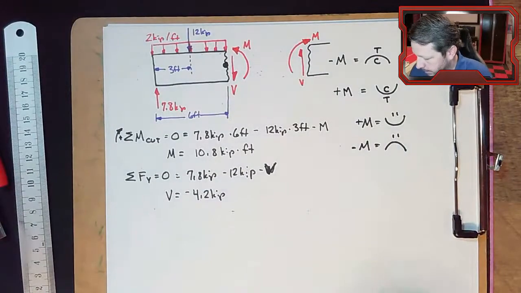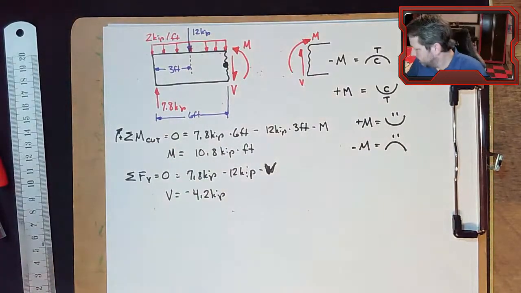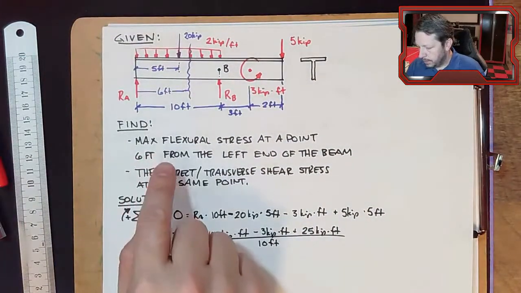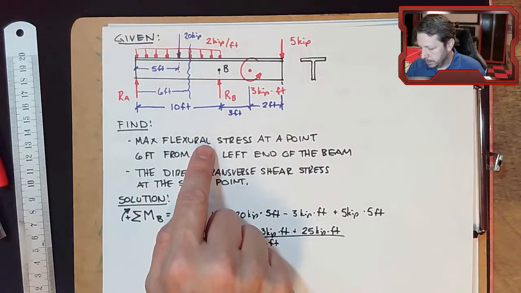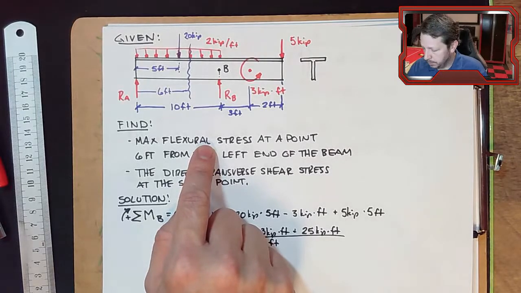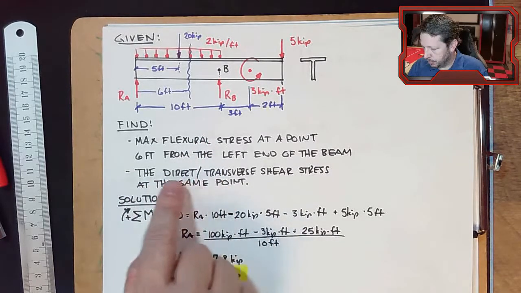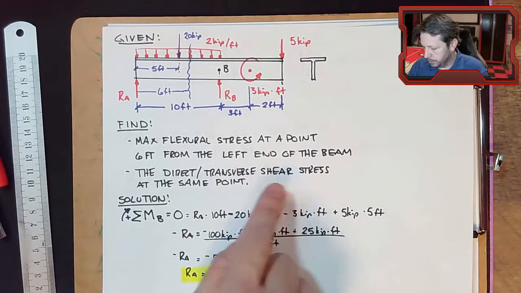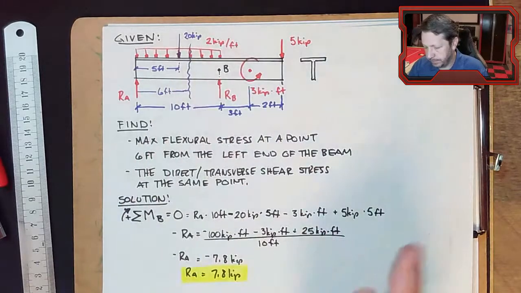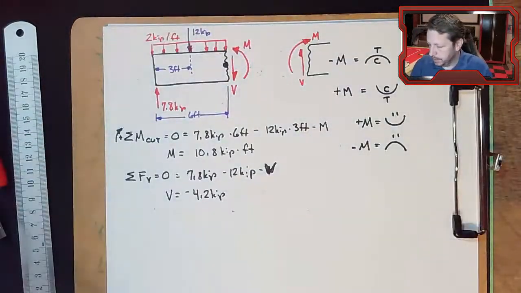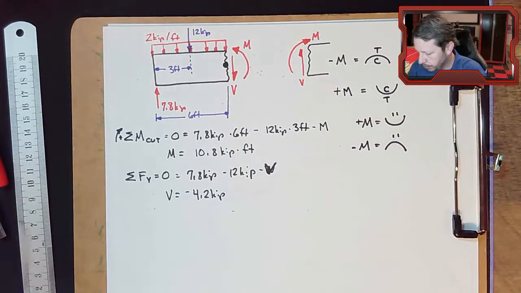All right, so what do we do with these? Let's see what we were trying to do. We wanted to find the maximum flexural stress here. We know the internal bending moment now. And we wanted to find this transverse shear stress, or the direct shear stress, at that same point, which we have the shear force. So these are not stresses, but they will create stresses.